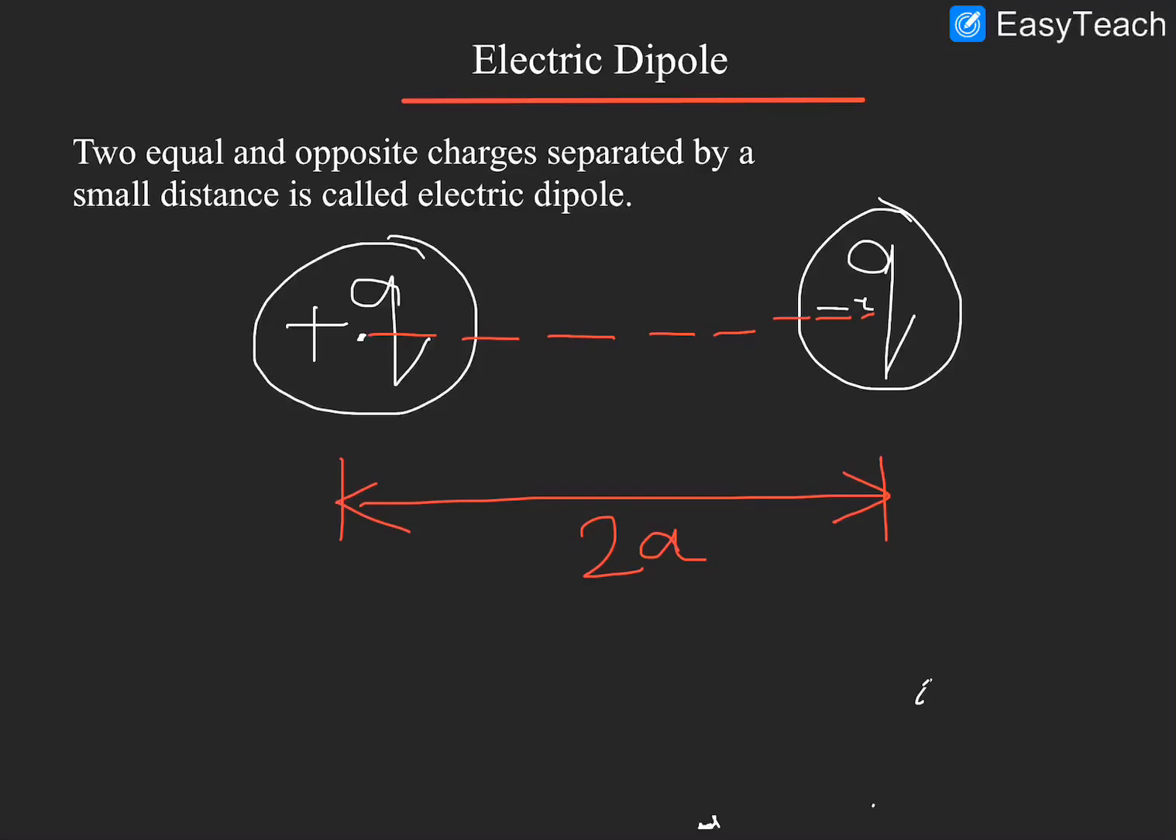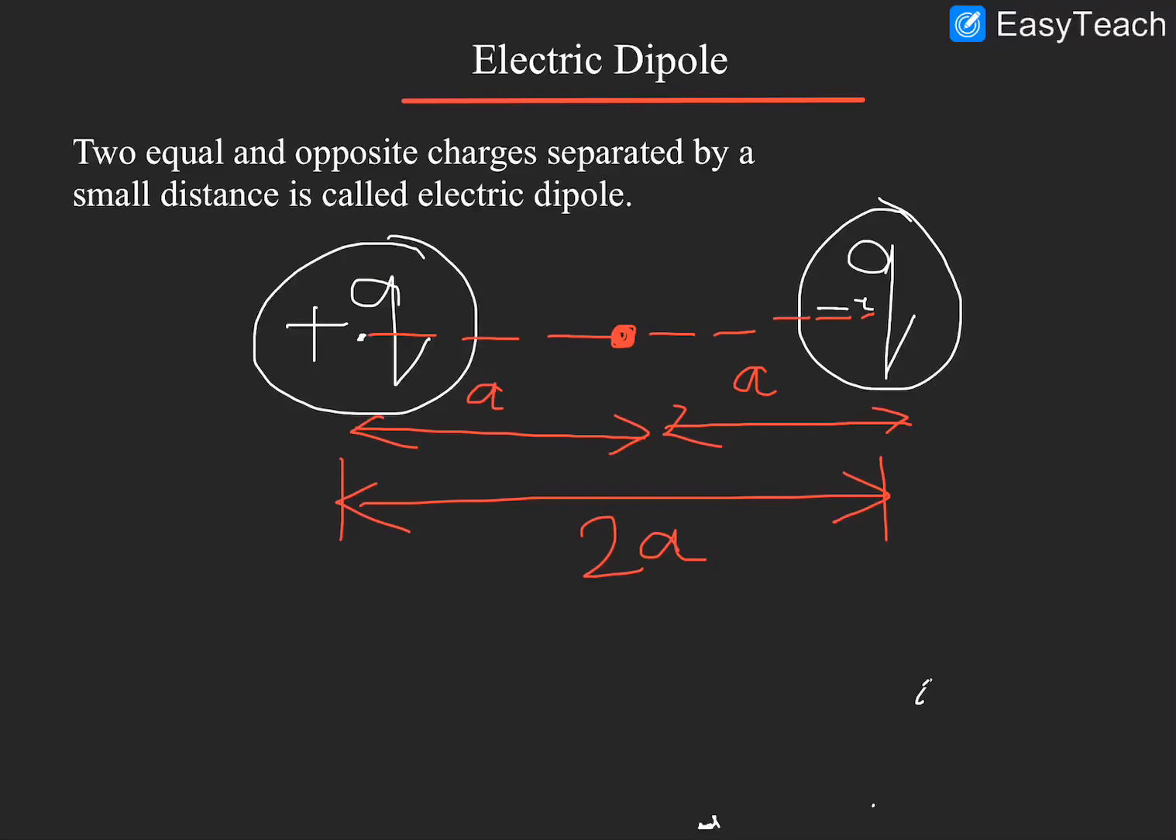That means there will be a center between the dipole. This will be almost the central point. Total distance is 2a, means this distance will be a and this distance will be again a. So in the case of a dipole, the distance between the two charges is normally considered to be 2a, where each charge is at a distance of a from the central point. This central point is called the center of the dipole.